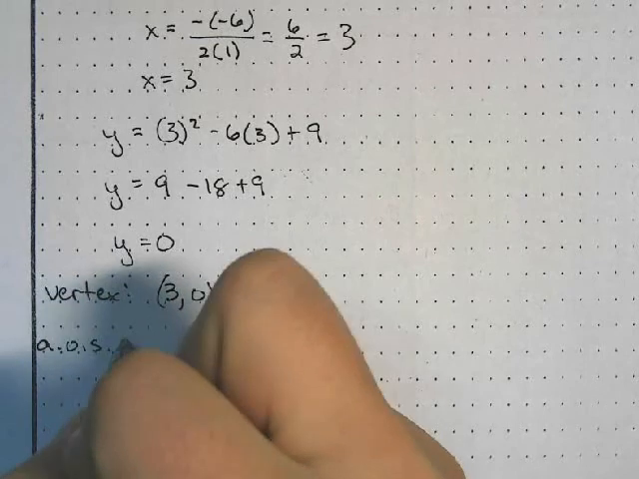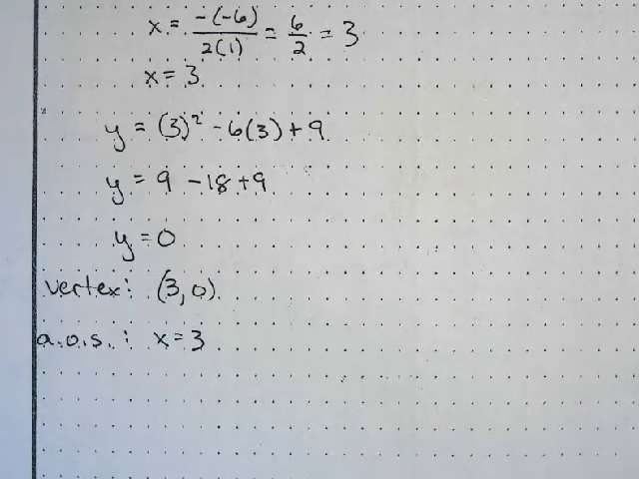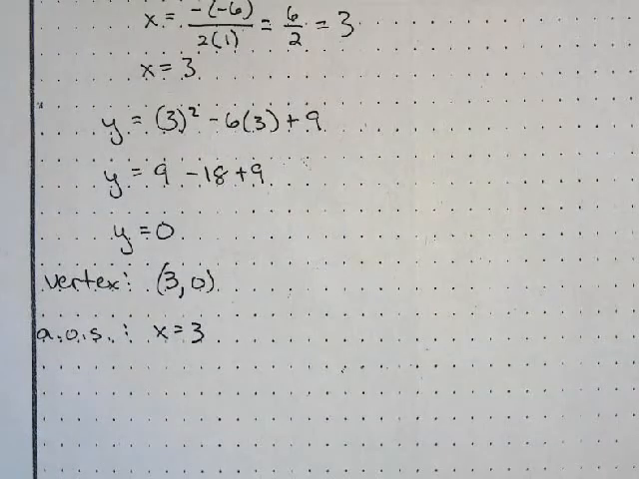Axis of symmetry. We know that's going to be the x-coordinate of our vertex, and we just write it as an equation, x equals 3.